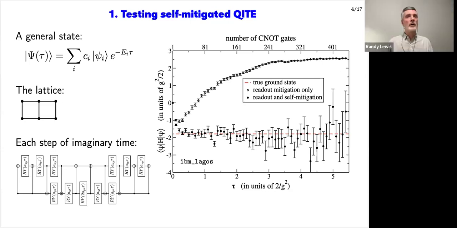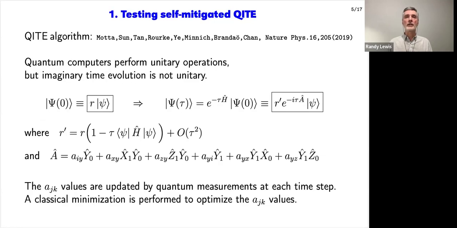So let's take one slide to remember how imaginary time evolution can be done on a quantum computer. Our reference will be this paper from already 5 years ago now, I guess. It's worth thinking about because, of course, quantum computers perform unitary operations, but imaginary time evolution is not unitary. So it's not natural or obvious, perhaps, how to do this. But here's how the story goes.